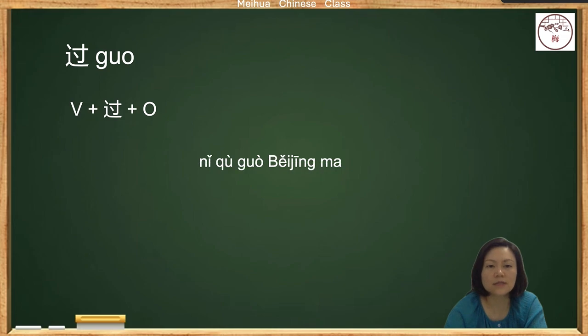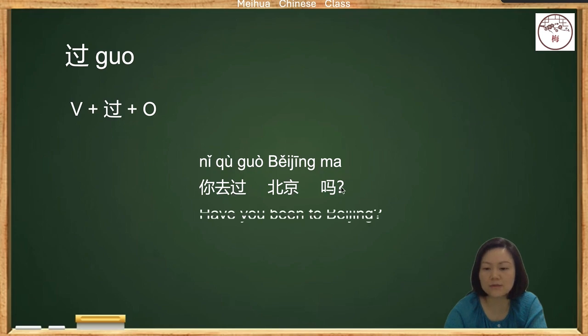Let's first look at the statement. 你去过北京吗? 去, go. 过 here, it's a particle, right? 北京 is the object. 去 is verb. Okay, we put 过 in between. And this is okay. Somebody is asking the question. 你去过北京吗? Have you, it's equal to have you been to Beijing, right? I don't care whether it's last year or it's 10 years ago that you went to Beijing. I just want to make sure you have been to Beijing.